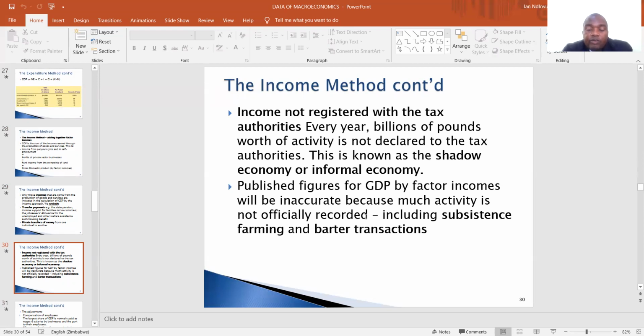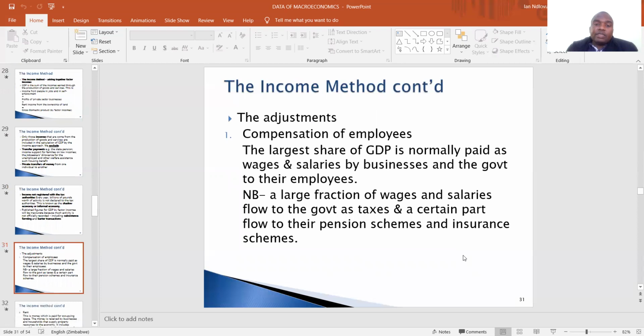And then we have a lot of barter trade transactions, especially in rural areas and other underdeveloped and semi-developed economic systems. The adjustments that are made are as follows. Number one, compensation of employees. The largest share of GDP is normally paid as wages and salaries by businesses and the government to their employees. A large fraction of wages and salaries flows to the government as taxes, and a certain part flows to pension schemes and insurance schemes.